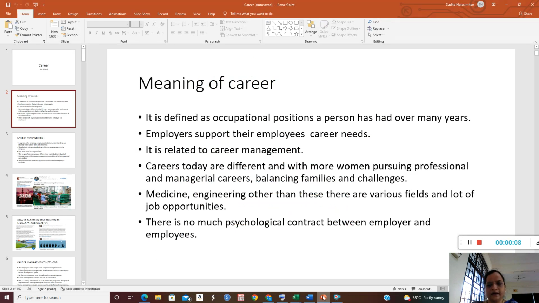Good evening. Today we are going to talk about career. The main objective of this chapter is to know about career, what are the factors or choices that affect the career, and it's important that you have development, or what are the various career management methods that need to be carried out by the organization.